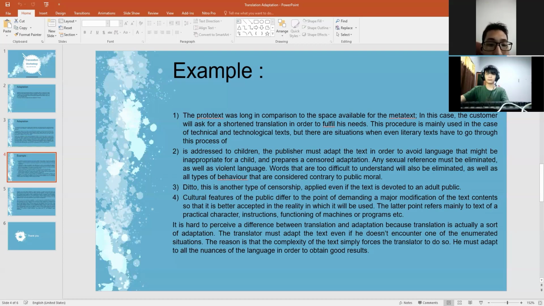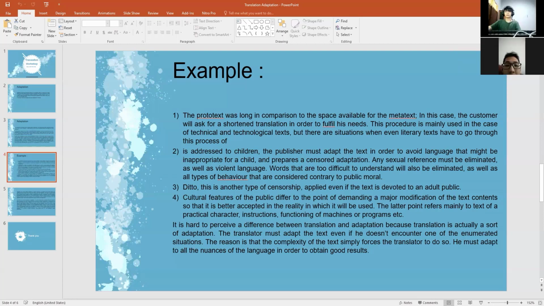The third is another type of censorship, applied even if the text is devoted to an adult public. And the last, cultural features of the public differ, so the content is adapted so that it is better accepted in the reality in which it will be used. The latter point refers mainly to texts of a particular character, such as instructions, functioning of machines or programs, and so on.